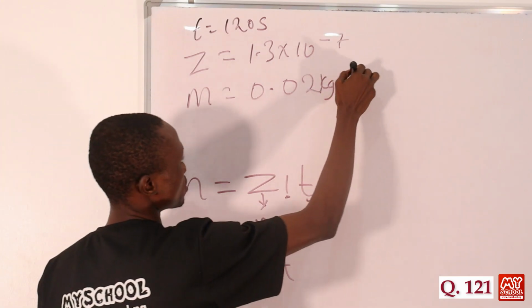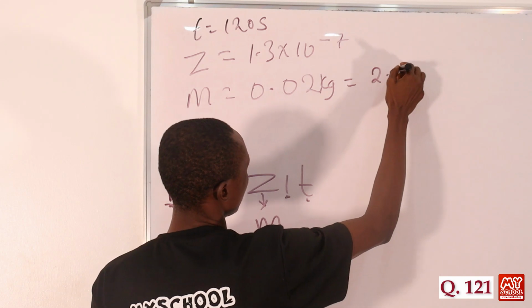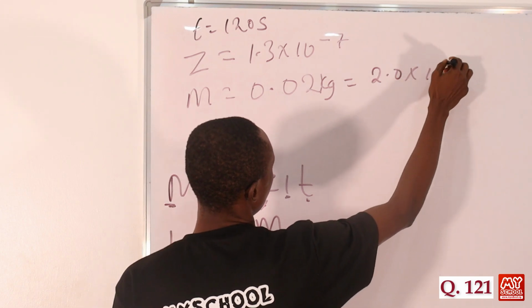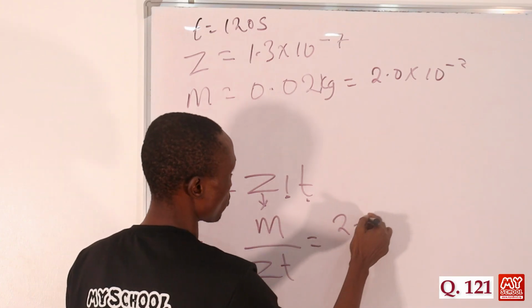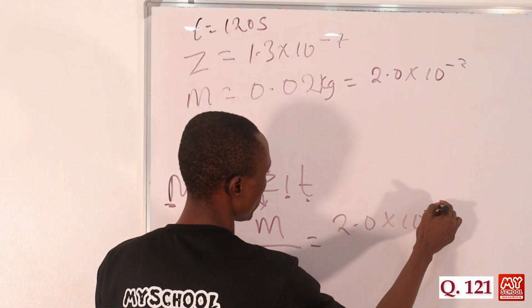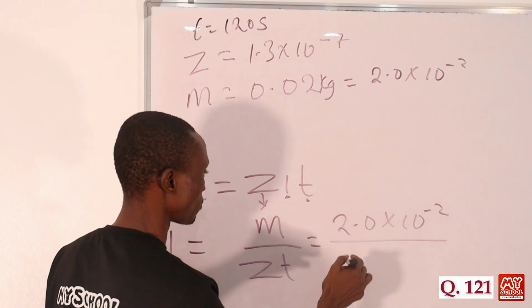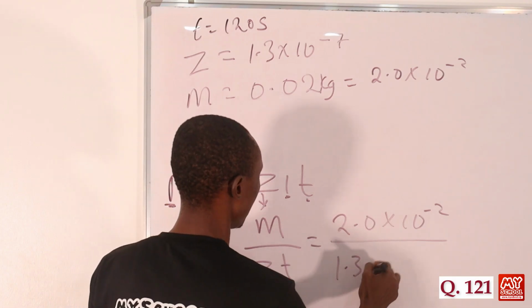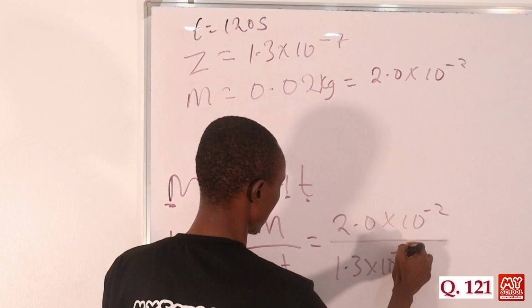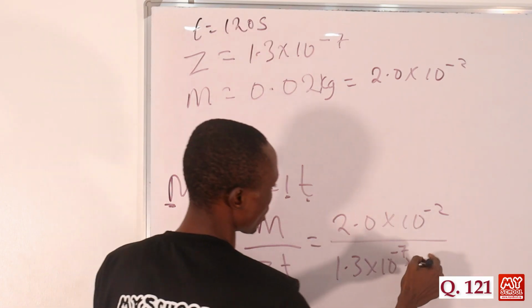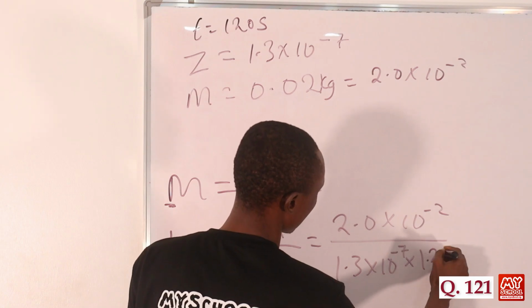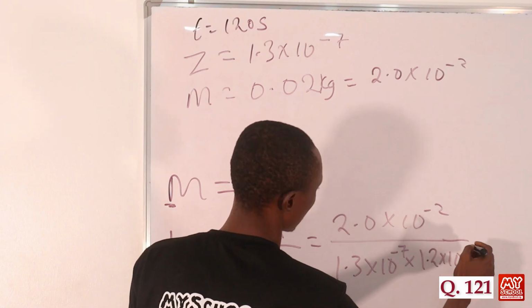So let's put this in standard form, so that we'll be having 2.0 times 10 raised to power minus 2 divided by 1.3 times 10 raised to power minus 7, then times 120. Okay, so let's put this in standard form. So we'll be having 1.2 times 10 raised to power 2.